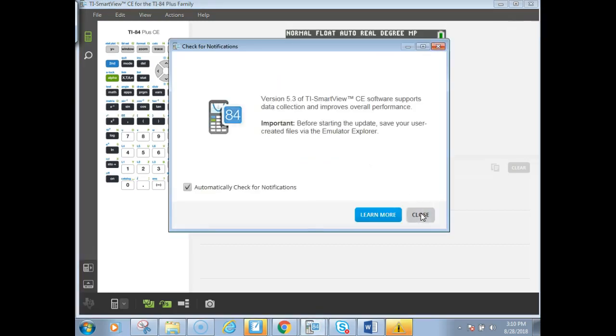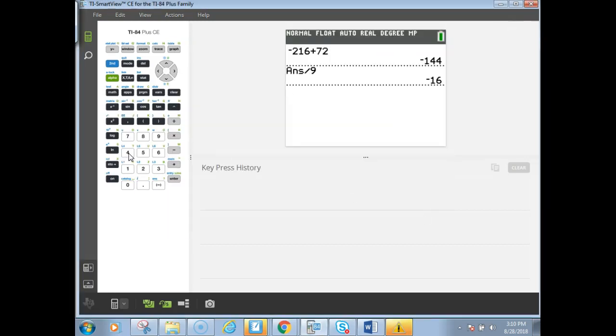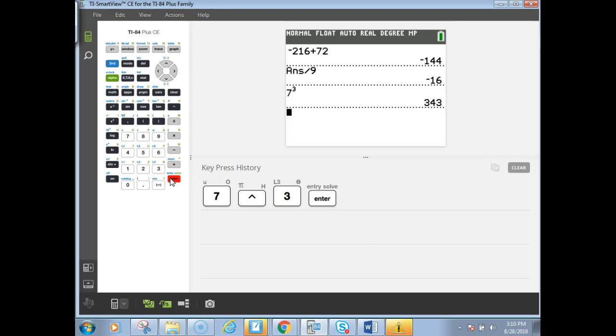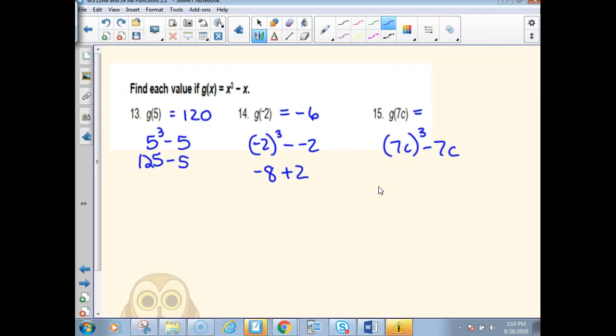So if you don't remember how, if you want to know what 7 cubed is, you hit 7, arrow up. Cubed, the new operating systems on the current calculators will look like that. If you have an old one like an 83 or something, it's going to have an arrow and then 3. That's 343. Okay, so this would be 343c to the third minus 7c, and you can't combine those terms.